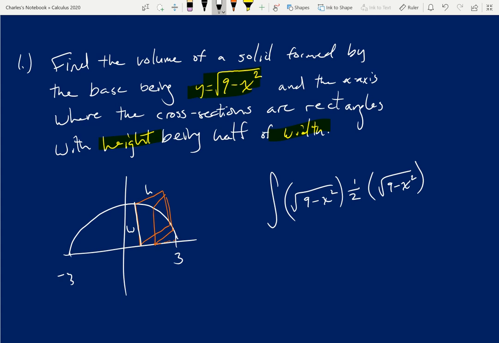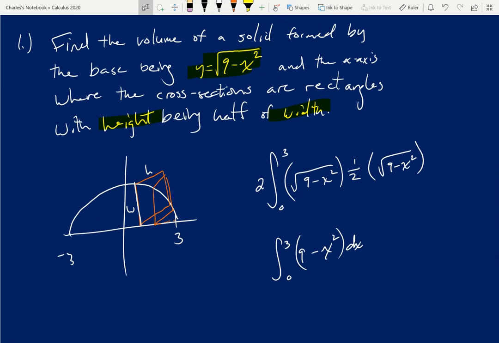However, on a lot of these, I find it's easier to cheat by using the fact that it's symmetric. So I can say it's going from 0 to 3, and I can multiply that by 2. And now when I do that, a lot of things work out to my advantage, which often happens when you pick the problem that you're going to go over. And I get the integral from 0 to 3 of 9 minus x squared dx, which is 9x minus x cubed over 3, evaluated from 0 to 3, which is 18 units cubed. So that's one example.